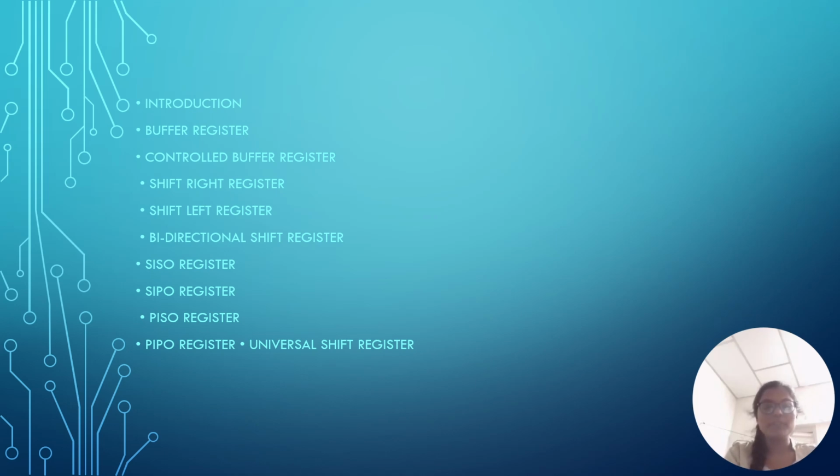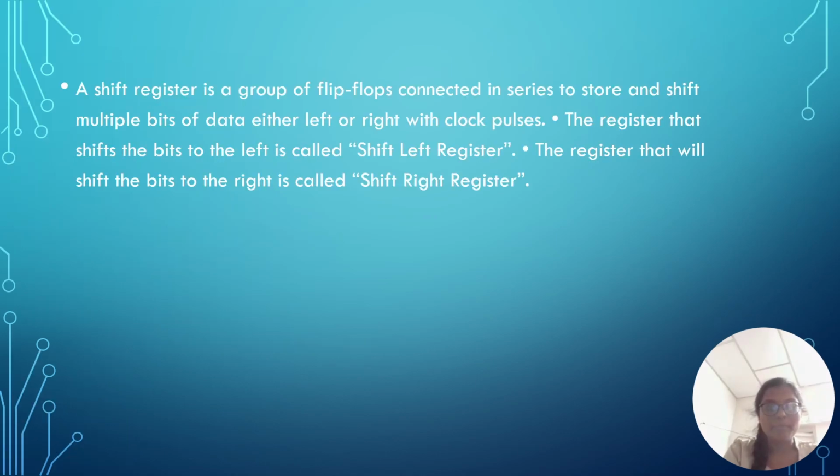In this, I will discuss buffer registers, control registers, shift right registers, shift left registers, and universal shift registers. A shift register is a group of flip-flops connected in series to store and shift multiple bits of data, either left or right, with the clock. The register that shifts the data to the left side is called a shift left register. The register that shifts the bits to the right is called a shift right register.